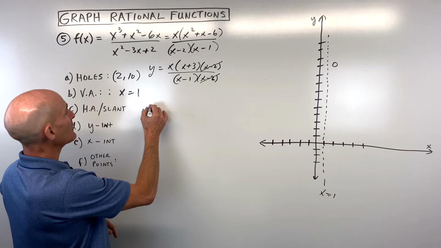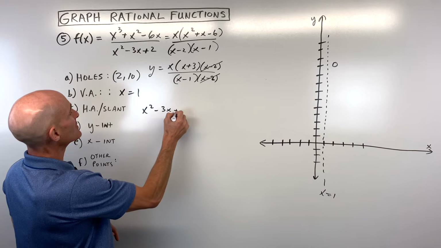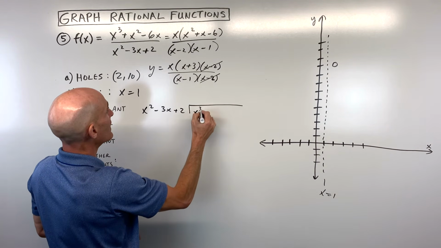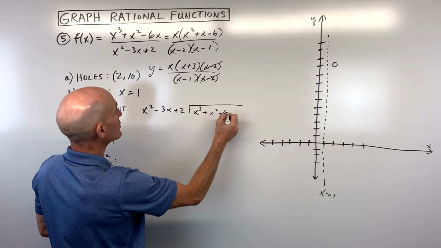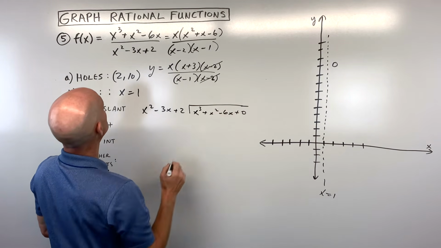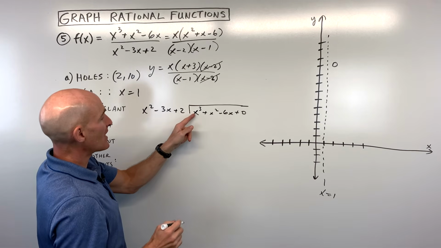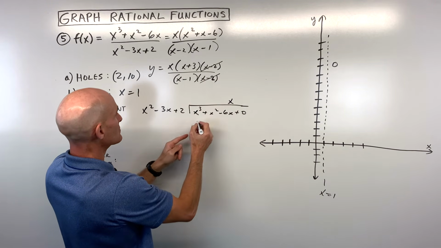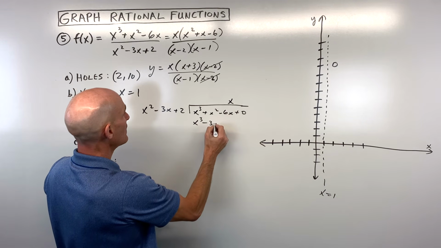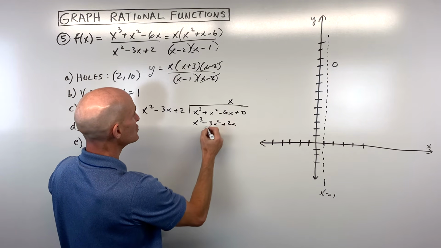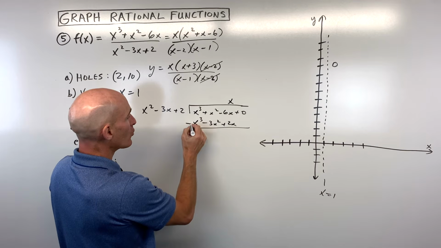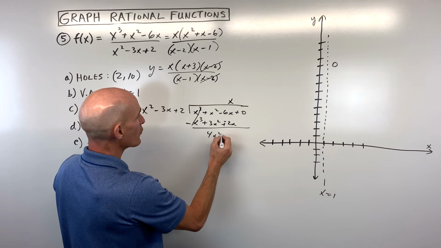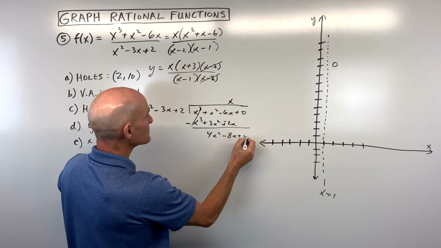So we're going to figure out how many times x squared minus 3x plus 2 goes into the numerator x cubed plus x squared minus 6x plus 0. So x squared goes into x cubed x times. If I'm going to distribute the x to all three of these terms, that's going to give us x cubed minus 3x squared plus 2x. Subtract, or you can change the signs to the opposite and add. So that gives us 4x squared minus 8x plus 0.